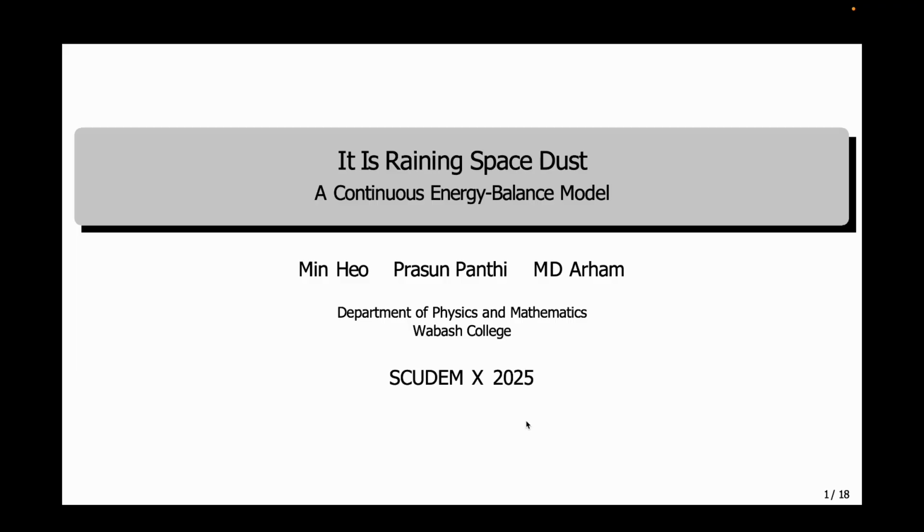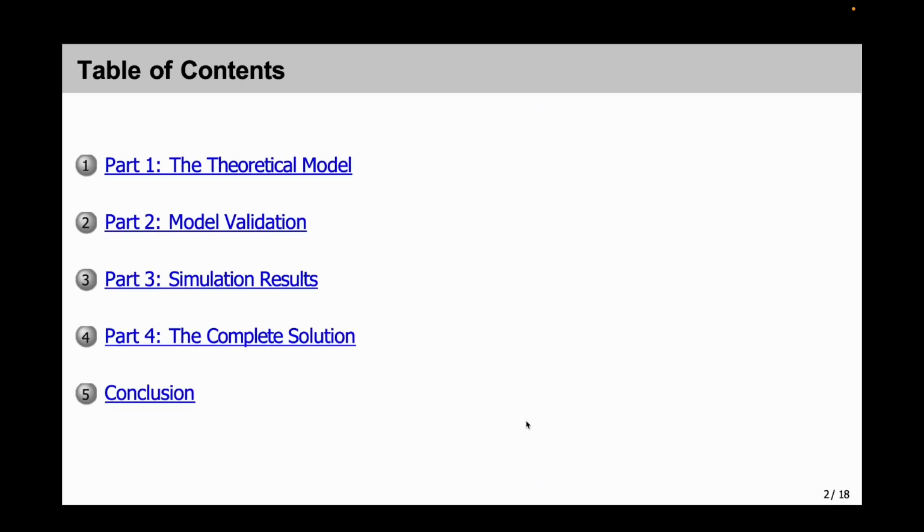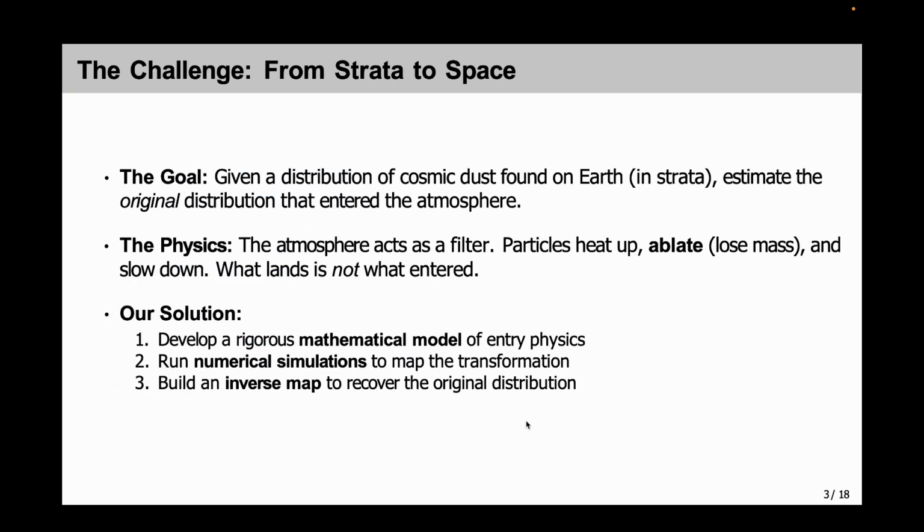And we attempted to model and solve problem A titled, It is Raining Space Dust. Our presentation will follow a four-part story. First, we'll establish the theoretical model, which is the heart of the challenge. Second, we'll validate the model with a sanity check. Third, we'll show you the results of our numerical simulations. And finally, we'll show you how this all leads to a complete solution to the problem.